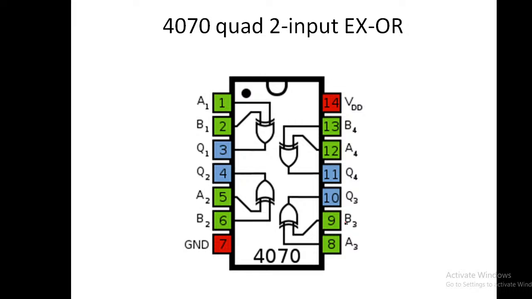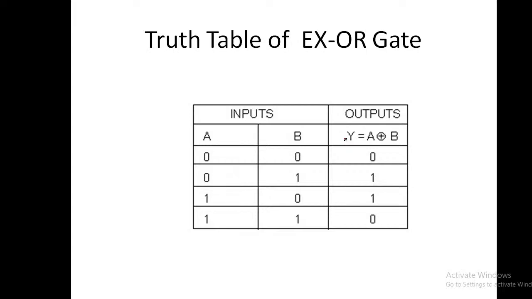So this is the 4070 XOR IC, with the same power supply, output and so on. Nothing new in it. Now, can anybody tell me what Y is? Can you implement this Y? Y is basically the XOR gate, which is also known simply as XOR. I think the whiteboard will be better.